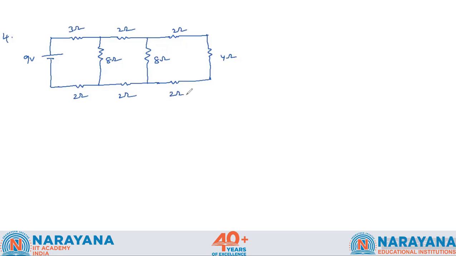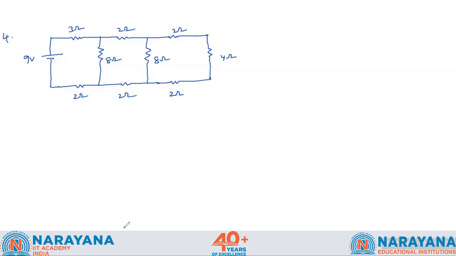The question: the current in the circuit shown in the figure. They have asked what is the current through the 3 ohm. The options are: the current through the 3 ohm resistor is 0.5 ampere, the current through the 3 ohm resistor is 0.25 ampere, the current through the 4 ohm resistor is 0.5 ampere, the current through the 4 ohm resistor is 0.25 ampere. So I have to choose one of these options.